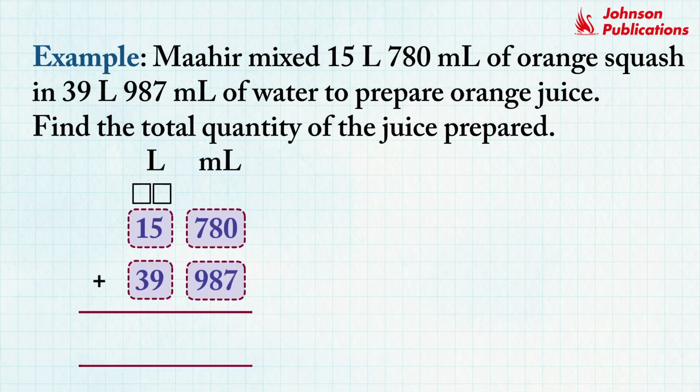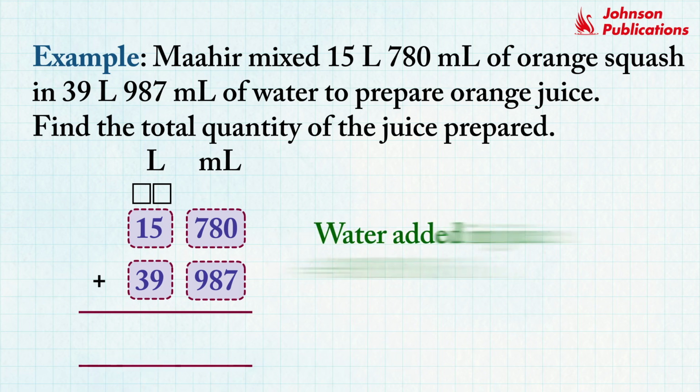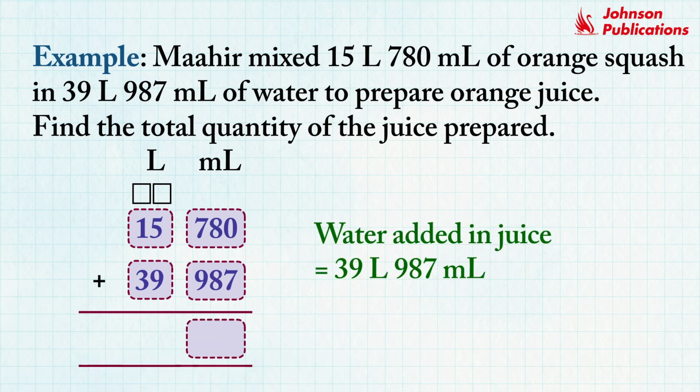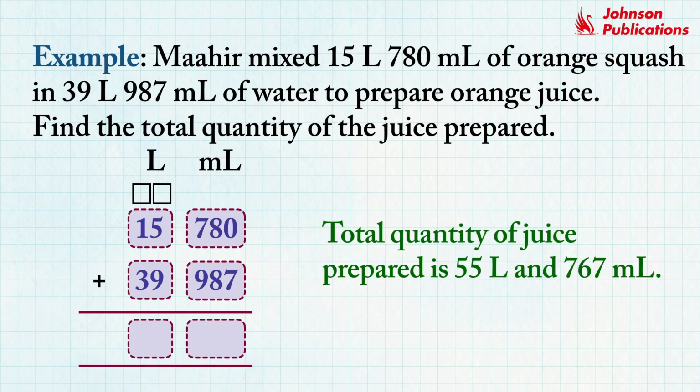Amount of orange squash added in juice is equal to 15 liters 780 milliliters. Amount of water added in juice is equal to 39 liters 987 milliliters. Total quantity of juice prepared is equal to 15 liters 780 milliliters plus 39 liters 987 milliliters. Thus, the total quantity of juice prepared is 55 liters and 767 milliliters.